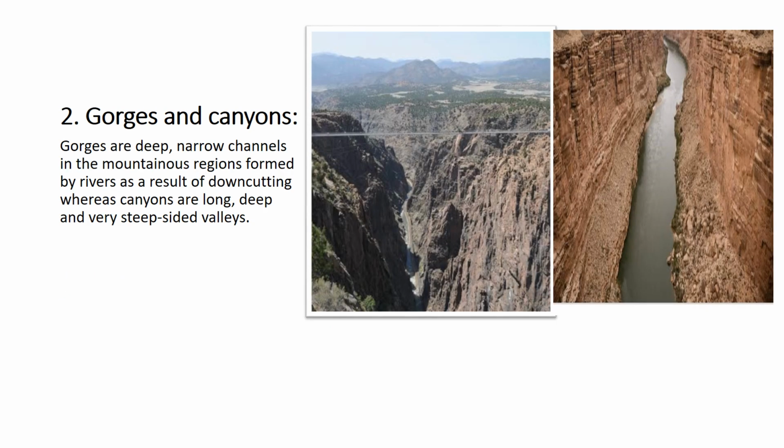The second erosional landform is gorges and canyons. Gorges are deep, narrow channels in the mountainous regions formed by rivers as a result of down cutting, whereas canyons are long, deep, and very steep-sided valleys.